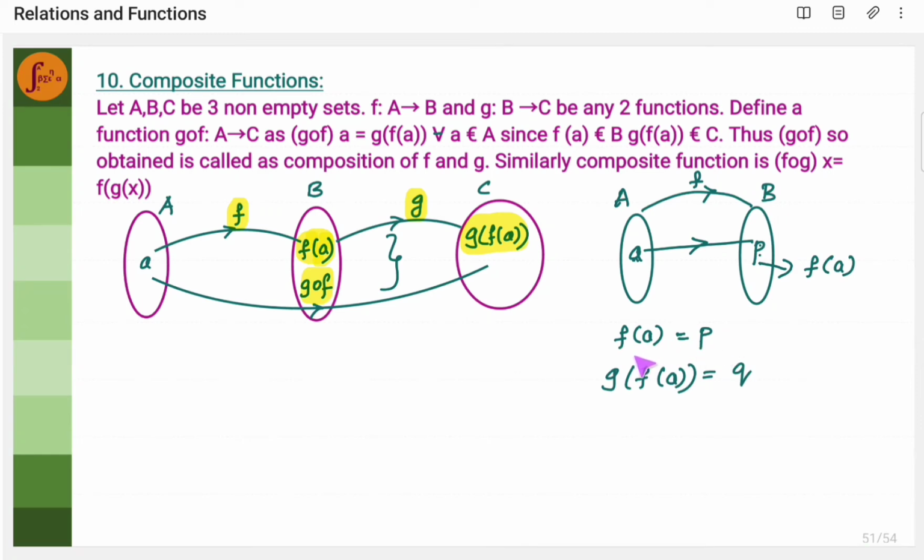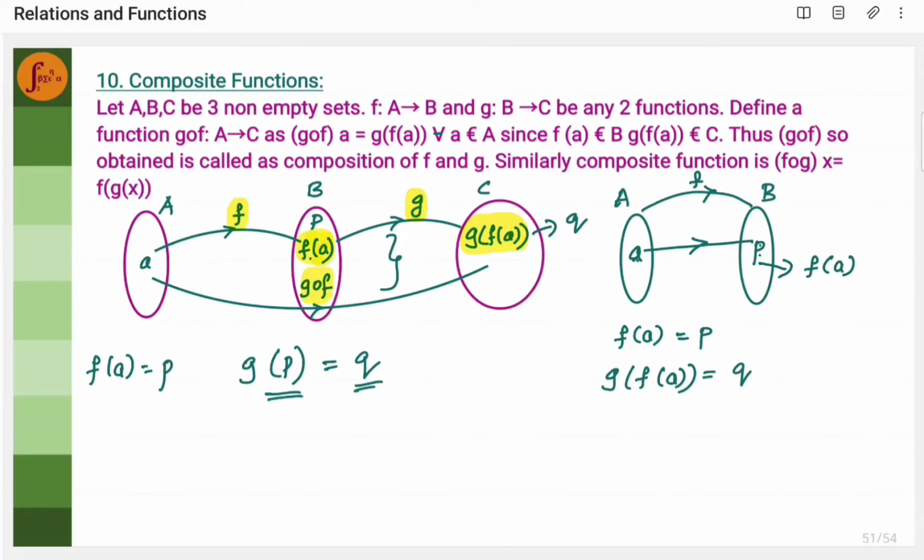Now, since f of a is p, assume that this was p earlier. Now, since f of a is equal to p, instead of p, I can write f of a because f of a is p. So I've written f of a. Now, I have another function from B to C. Assume that there was p here and assume that there was q here. So g of p is q. This is what we would write normally, right? And here we would write f of a is equal to p.